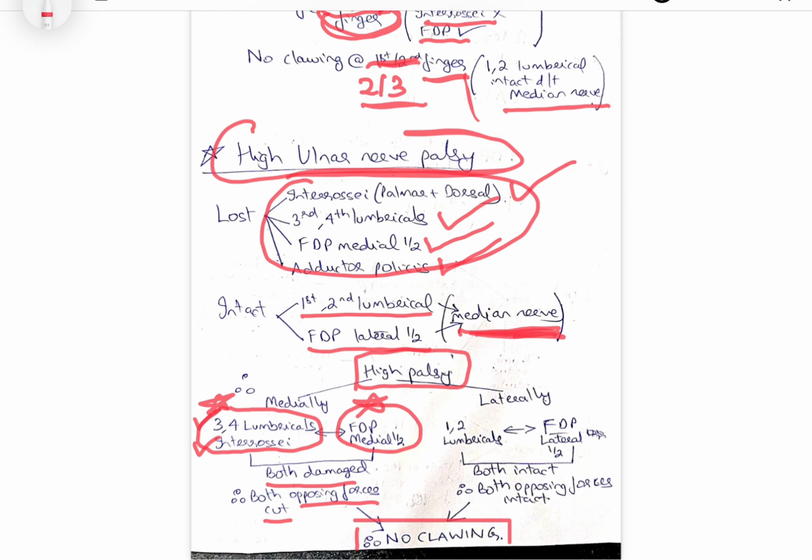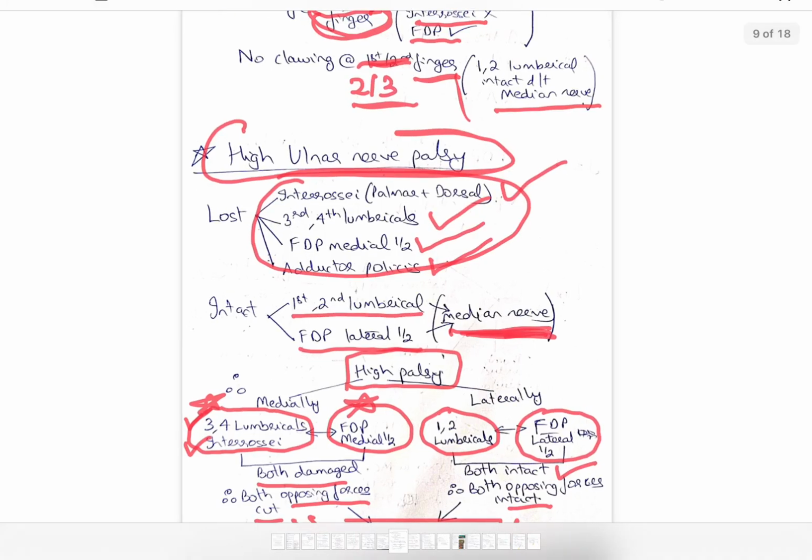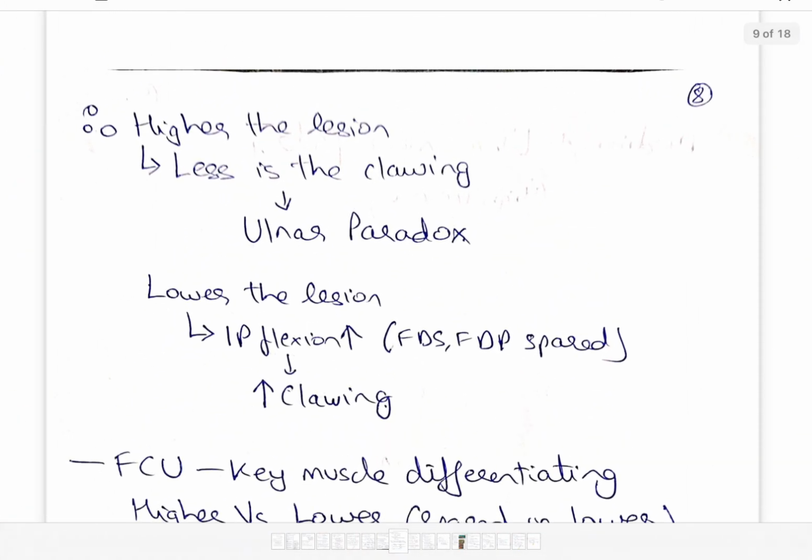And on the lateral aspect, which is supplied by the median nerve, the first and second lumbricals are normal, are intact, because the median nerve supply is normal. Additionally, the lateral half of FDP is also intact because the median nerve is normal. Okay, so both the counteracting forces are intact and equal. So because of that reason, on the lateral half there is no clawing. In the medial half both are gone because of the higher lesion. FDP is not intact, so there is no clawing, while on the lateral half both are normal, so there is no clawing. So that is the concept of ulnar paradox.